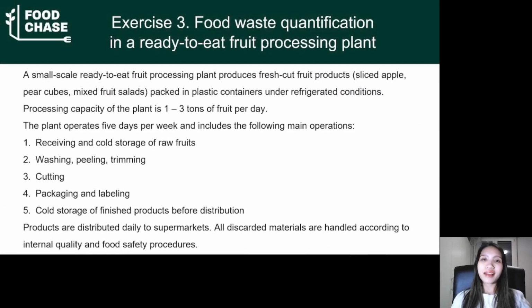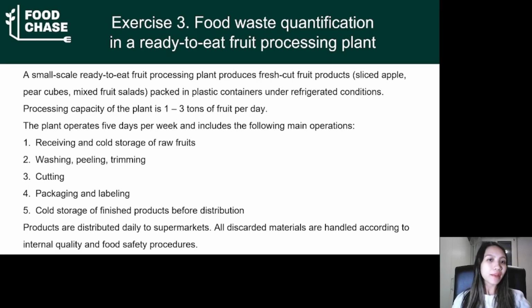The next exercise is about food waste quantification in a ready-to-eat food processing plant. So we will consider a scenario in the food production stage. A small-scale ready-to-eat fruit processing plant produces fresh-cut fruit products like, for example, sliced apple, pear cup, and mixed fruit salads, packed in plastic containers under refrigerated conditions.